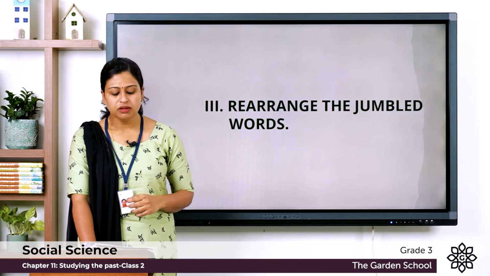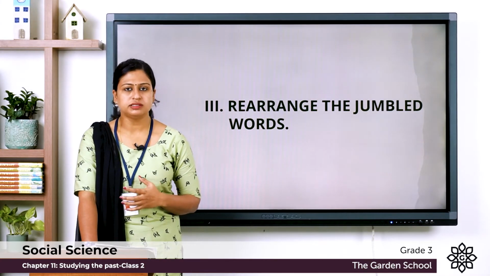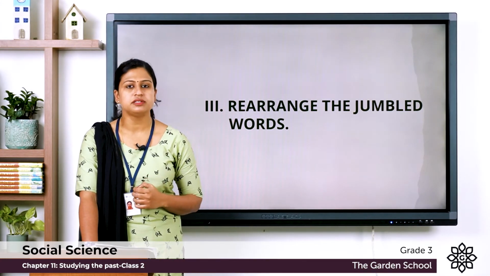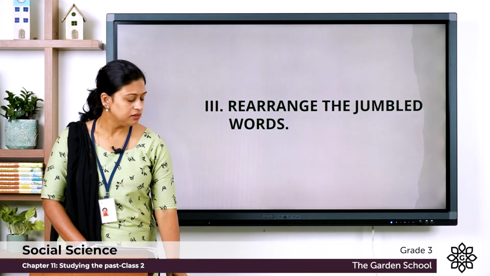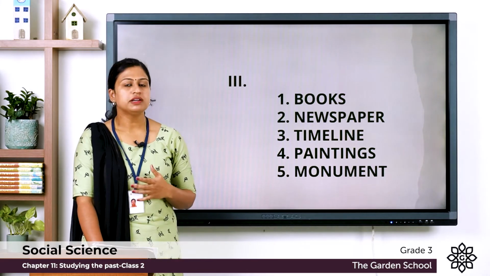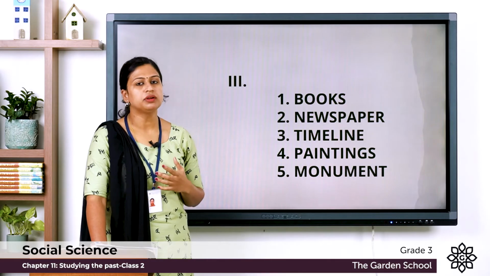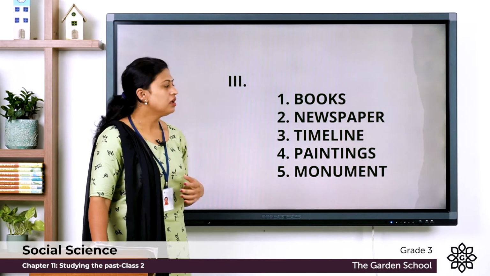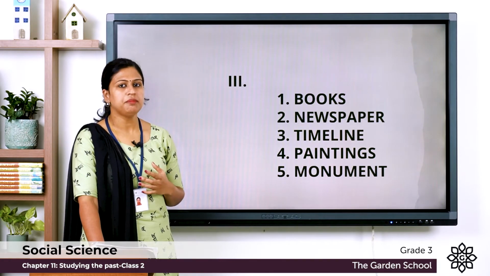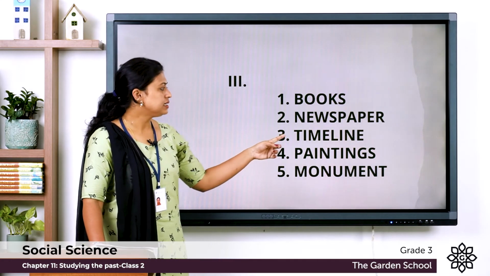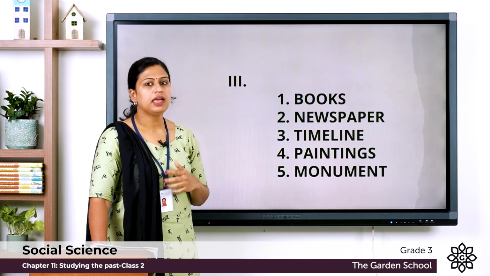The question is rearrange the jumbled words. So you can see jumbled words in your textbook in page number 72, and you have to make a proper word. Now let's check the answer here. So the first one is books. The spelling is B-O-O-K-S. Second one, newspaper. Spelling N-E-W-S-P-A-P-E-R. Third one, timeline. The spelling T-I-M-E-L-I-N-E.